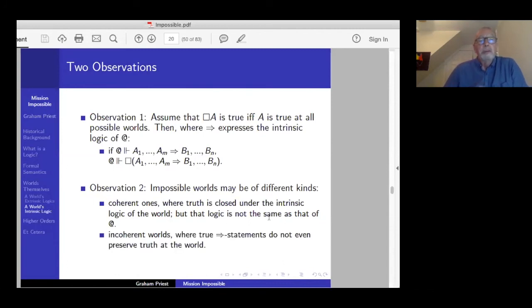Okay. But there's another possibility, that the worlds could be incoherent, where the true arrow statements don't even preserve truth of the world. So there might be a world where you've got true statements of logic, but they're crazy. They just don't preserve truth of the world. And if you think about impossible worlds for a moment, you should sort of expect that, precisely because at impossible worlds, in principle, anything can happen, right? So at impossible worlds, you might expect that the true laws of logic don't preserve truth. That can happen. So given this construction, there are at least going to be two different kinds of impossible worlds, coherent ones, but where the intrinsic logic is not the same as the actual world, and just incoherent worlds, the much more anarchic ones.